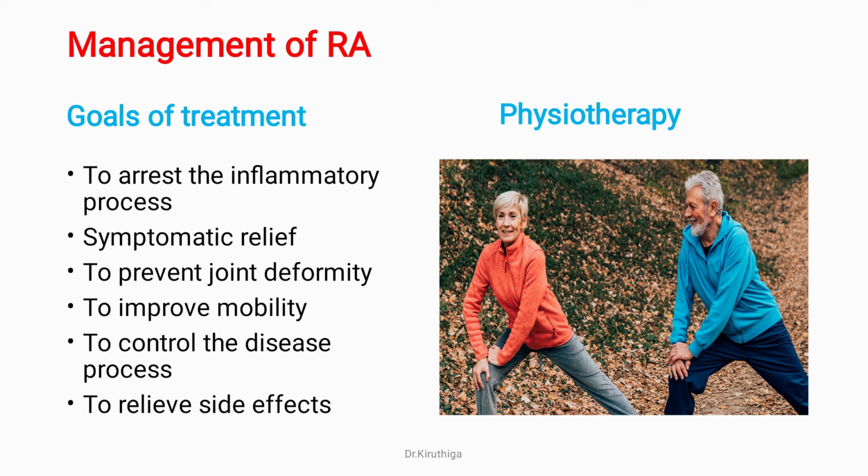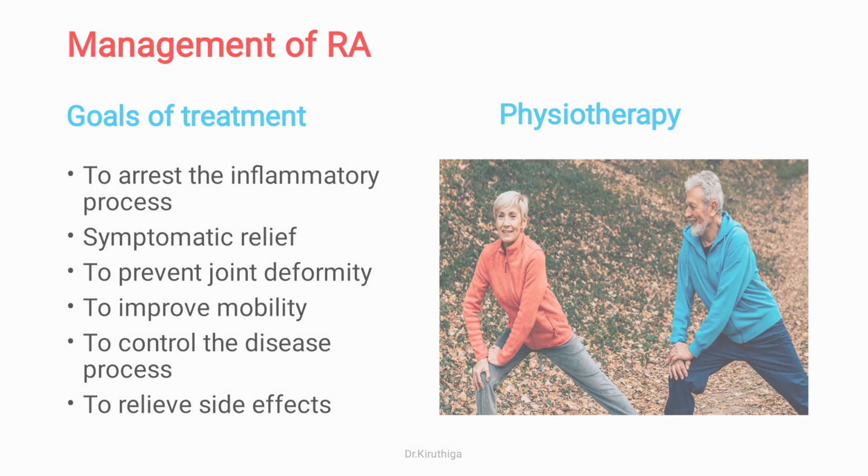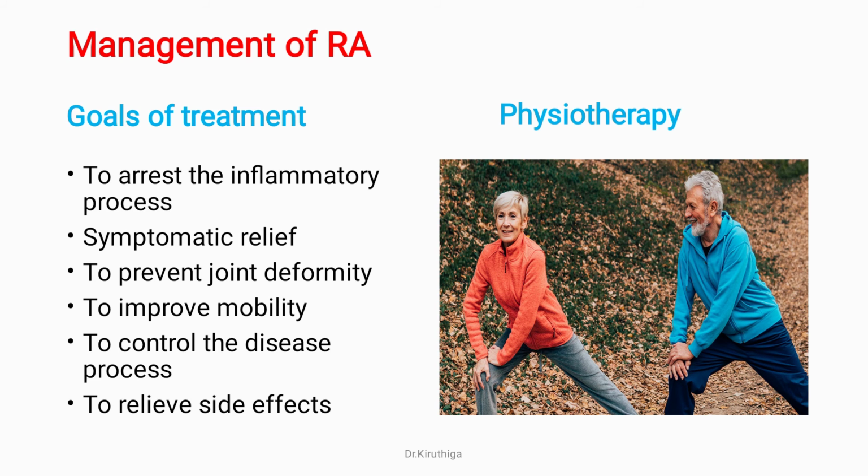Management of RA. This area will be very useful to the homeopath. Because rheumatoid arthritis is an irreversible condition, it is an autoimmune condition affecting many joints. It is a chronic inflammatory polyarthritis. As long as there is an inflammatory process, the disease will keep on progressing to the next level and it will end up with deformity. And these deformities affect the mobility of the patient.